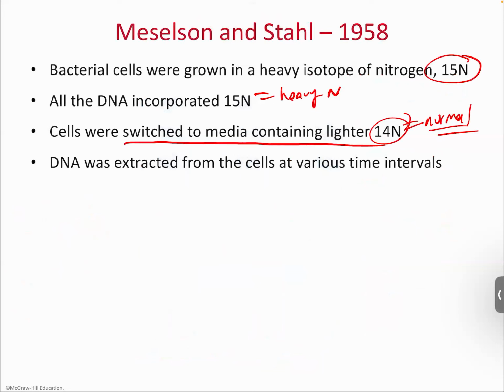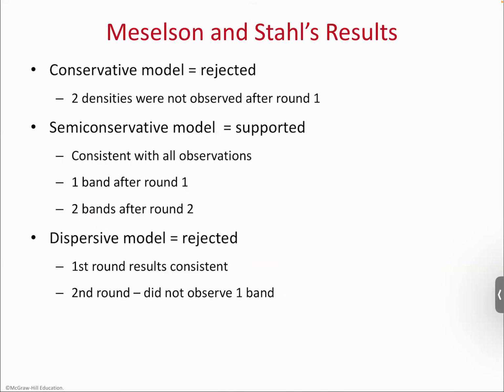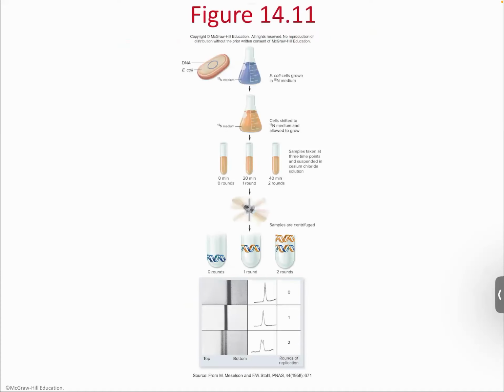So what did they see? They did not see after round 1 the 2 densities. So they rejected conservative. What they saw was 1 band after 1 and 2 after 2. That's also consistent, by the way, with dispersive. In the first round it's consistent, but in the second round you stick with 1 band in the dispersive, but they saw 2. So that basically rejects the dispersive. So the first round eliminates the conservative. The second round eliminates the dispersive. The only one you have standing is semi-conservative. And this is their data.